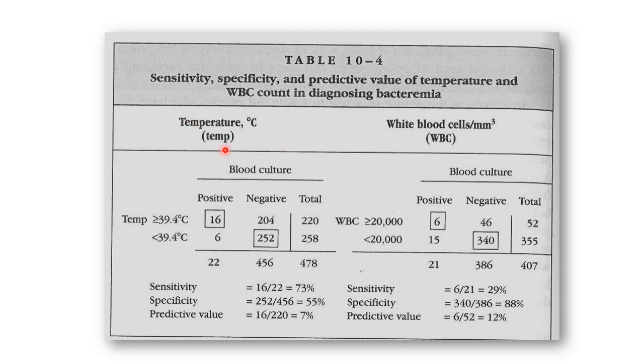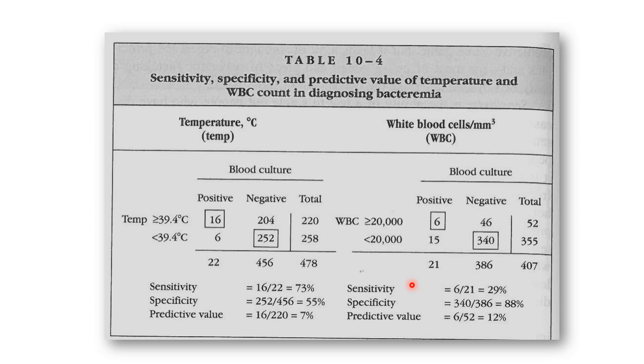Let's look at the temperature of the patient. Here we're looking at anything greater than 39.4 degrees centigrade versus less than, and then looking at the blood cultures here as well. Looking at the white blood cell count, what do you kind of notice about this? Well, sensitivity was 73% in the group with the temperature greater than 39.4, and it was only 29% sensitive in patients who had a white count greater than 20. So what does that tell you right off the bat?